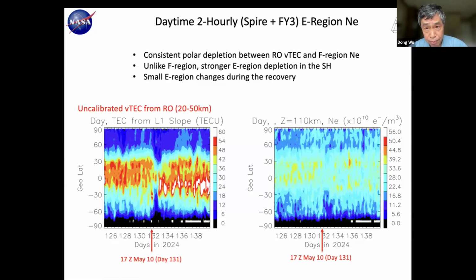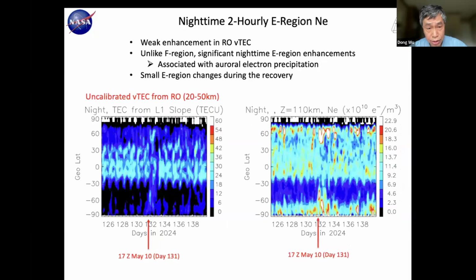At nighttime, the E region is very interesting. This is the same thing, a proxy for the vertical TEC. You see a little bit of enhancement here right at the storm onset. And at nighttime in the lower E region, you see a short enhancement. This is associated with precipitating electrons, which are associated with the aurora. I'll show you later. It comes from high latitude and expands all the way to mid latitude. This is where we hear a lot of reports from.